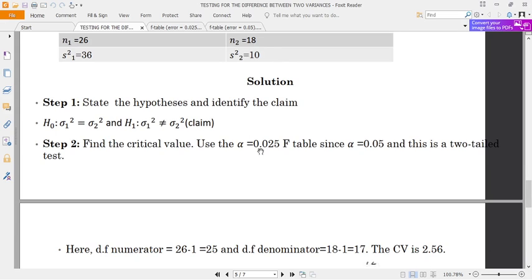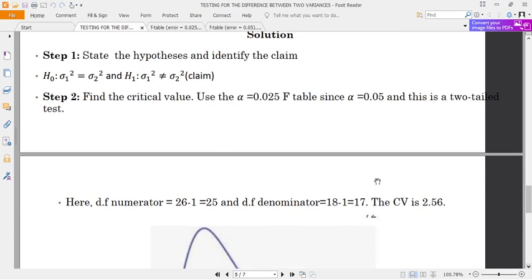We are using alpha equal to 0.025 because it is half of 0.05. We are dividing alpha over 2 because it is two-tailed. Whenever we have a not equal sign, we use alpha over 2, or we divide alpha by 2. So that means we are dealing with a two-tailed scenario.